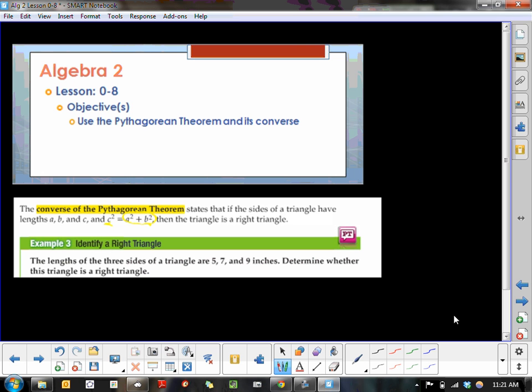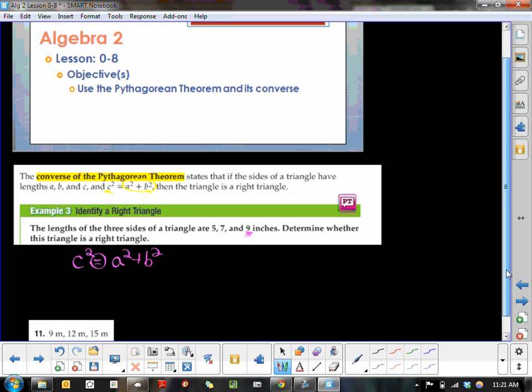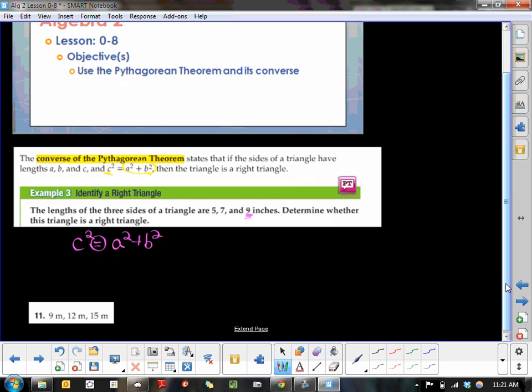So the lengths of the three sides of the triangle are 5, 7, and 9. Determine whether the triangle is a right triangle. Well, I know the 9, if it is a right triangle, has to be the hypotenuse. So in our formula, c squared equals a squared plus b squared. If this actually comes back to be equal, then we'll know we have a right triangle. If it doesn't, then we know it's not a right triangle.